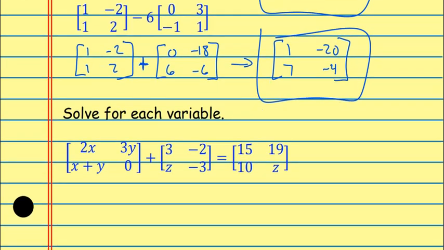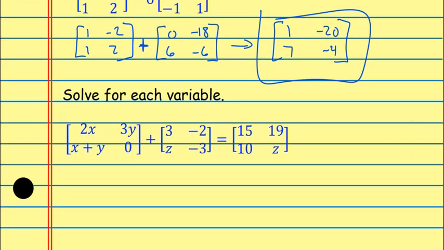Last thing we're going to do here is just comparing matrices. When you look at something like this, I've set this up like an equation. The left side is equal to the right side, which just means that the corresponding elements should be equivalent. There's a couple ways to approach this. We could go right to looking at this and saying, hey, this 2x plus the 3 should be equal to the 15. We can think of that like an equation.